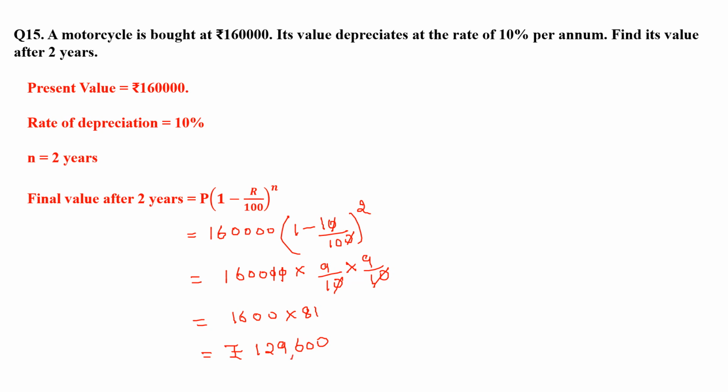And if you multiply it, 1600 into 81, you are going to get 1,29,600. So you can see clearly from here that the cost of the motorcycle has decreased. Initially it was 1,60,000. Now its value has decreased to 1,29,600. Clear?